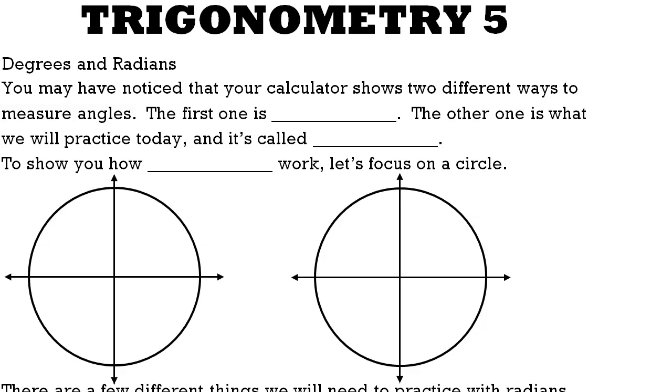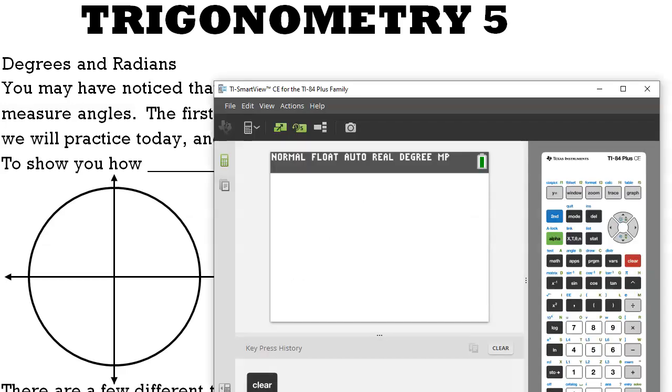Hey everybody, today we're going to go through what is the last lesson of the year for my students. We're going to do trigonometry lesson number 5. And in this lesson we talk about the difference between degrees and radians and how to go back and forth.